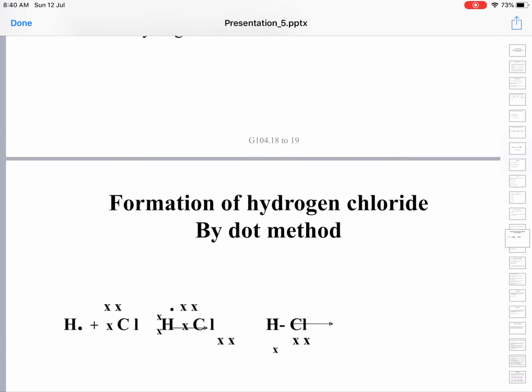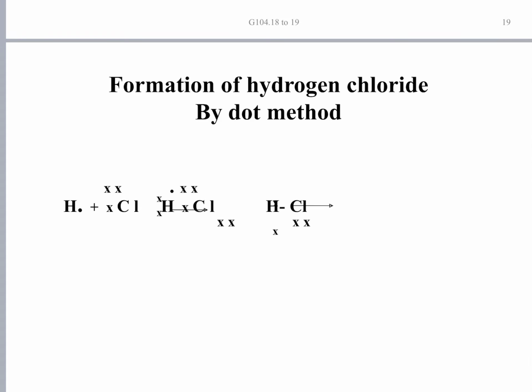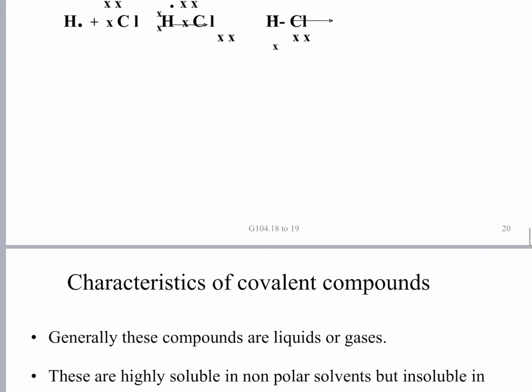Let us see the formation by the Lewis dot method. Hydrogen has a single electron, shown by a dot, and chlorine is shown by crosses. You can see one bonding pair, one dot and one cross, shared between chlorine and hydrogen. In the computer it could not be figured properly, but it is H single bond Cl. A single bond is formed between hydrogen and chlorine.